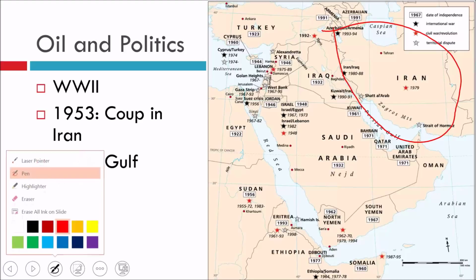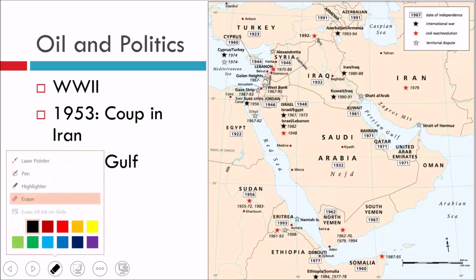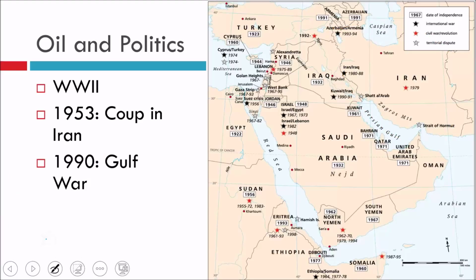And in 1990, let's see if we can erase this red line here. In 1990, Iraq, who is here, had just finished fighting an 8-year war against Iran. And the government of Iraq, led by Saddam Hussein, who had been given U.S. aid during the Iran-Iraq War, Saddam Hussein invades the tiny country of Kuwait, which is its neighbor. So let's erase this circle here.